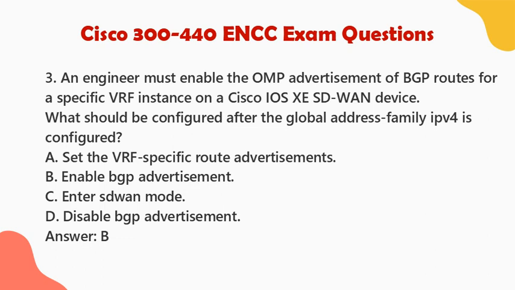3. An engineer must enable the OMP advertisement of BGP routes for a specific VRF instance on a Cisco IOS XE SD-WAN device. What should be configured after the global address family IPv4 is configured? A. Set the VRF-specific route advertisements. B. Enable BGP advertisement. C. Enter SD-WAN mode. D. Disable BGP advertisement. Answer: B.